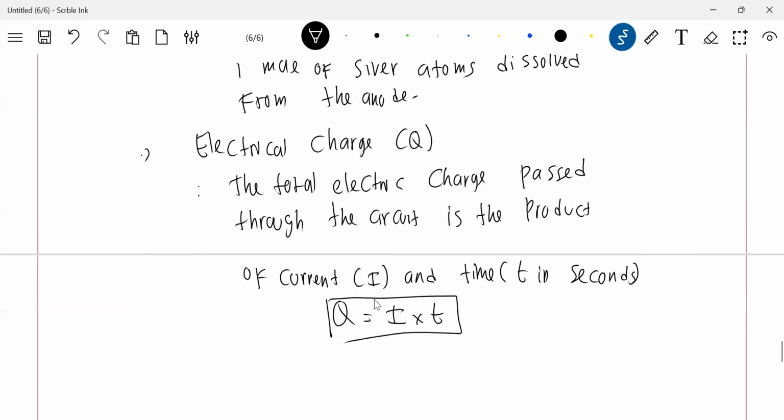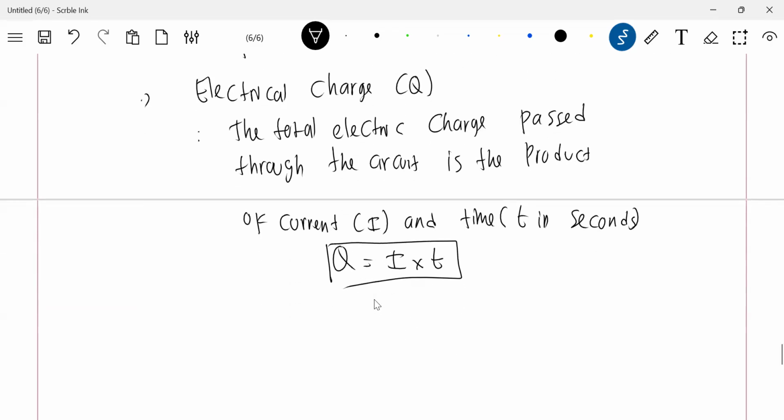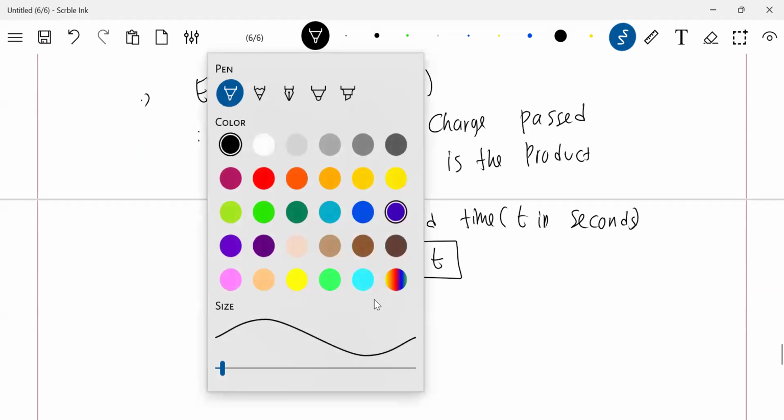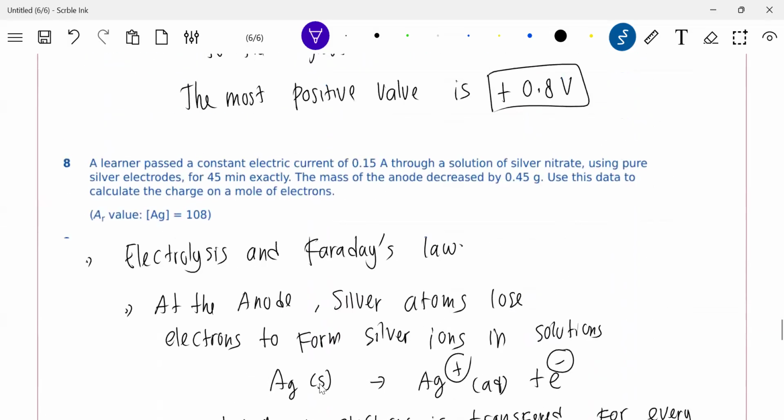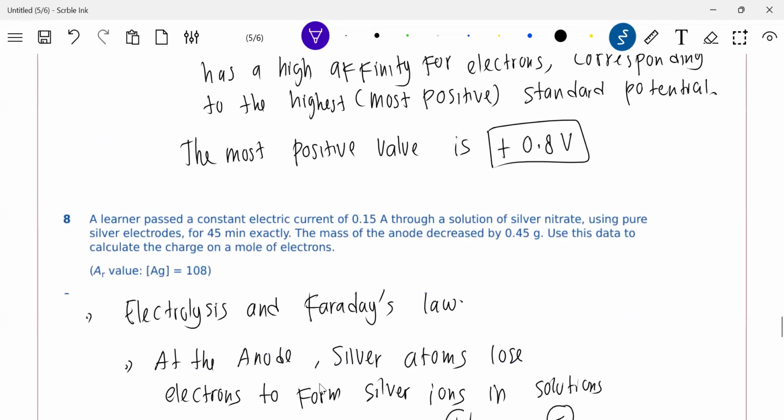Don't forget to find the mole, in stoichiometry. Mole is mass divided by Ar. What is Ar, sir? Ar is relative atomic mass. Okay, this is my explanation about the basic theory first.